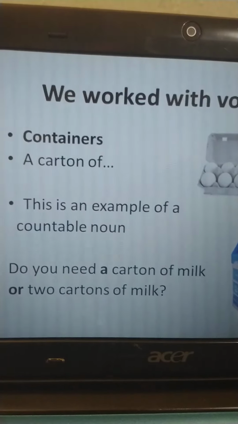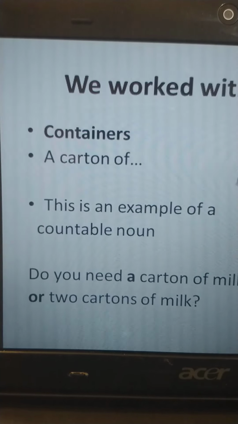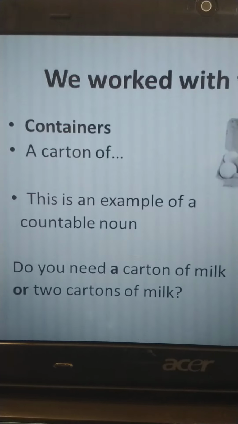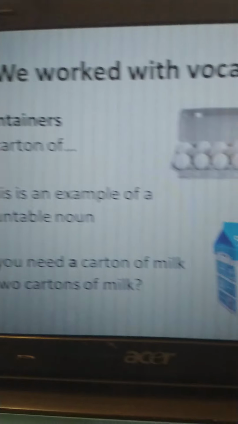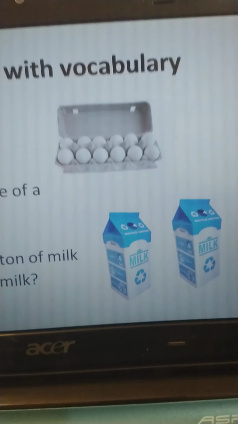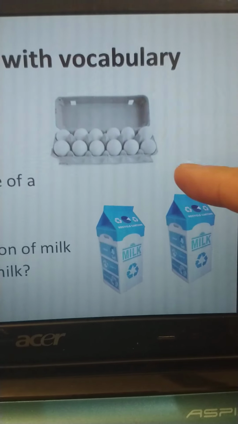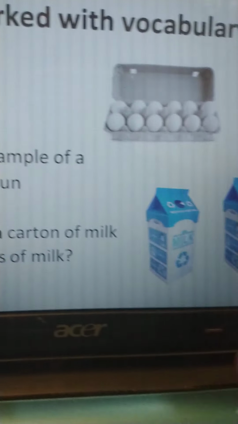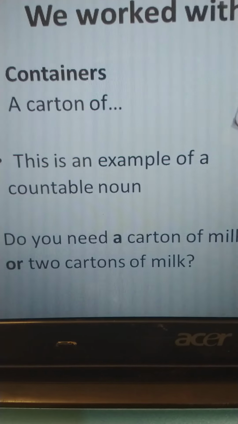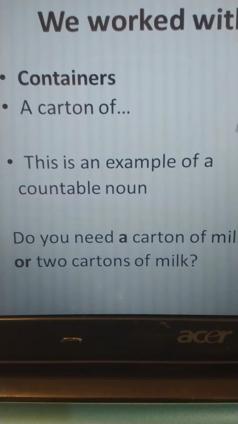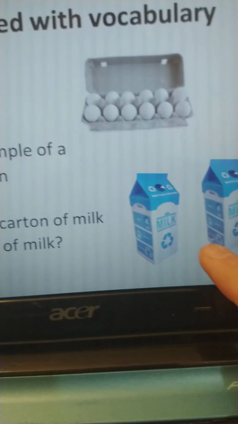Remember that we talk about containers, these objects in which some foods are presented. For example, a carton of eggs, right? So the container is this part, the carton. It's made of cardboard, that's why the name is carton. So this is an example of a countable noun because it can be separated into units. We can have one carton or two cartons, right?